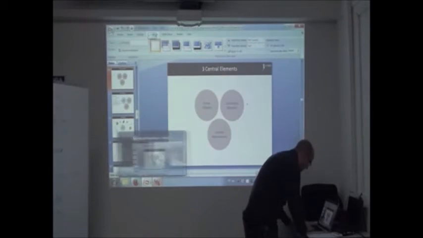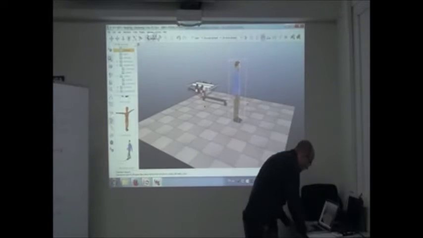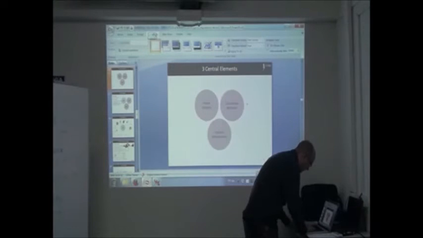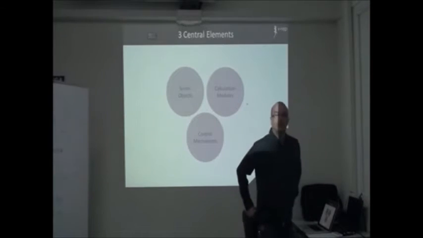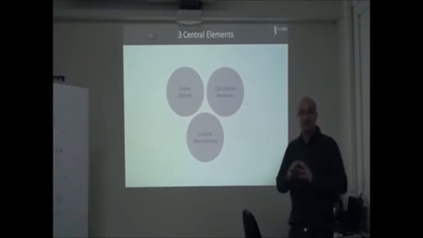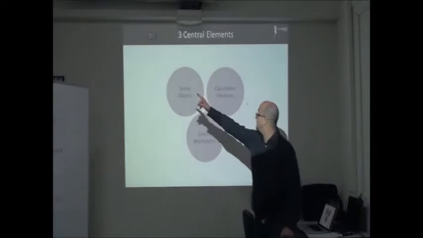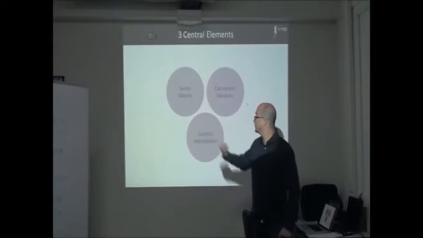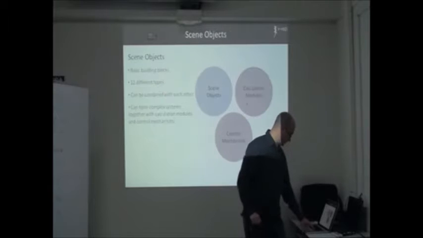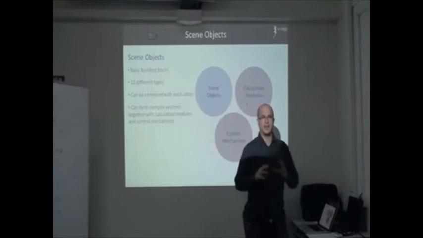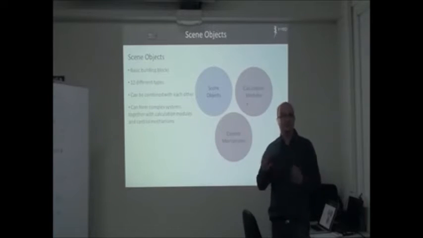And how to do this kind of thing then? Now, how to do that? VREP is based on three central elements. You have scene objects, calculation modules, and control mechanisms. The first one is scene objects. Scene objects are everything that you have in VREP.